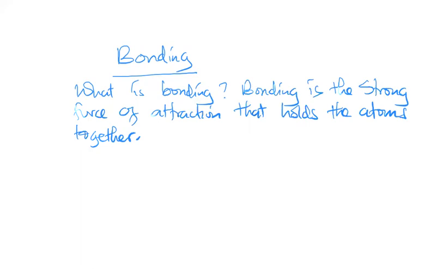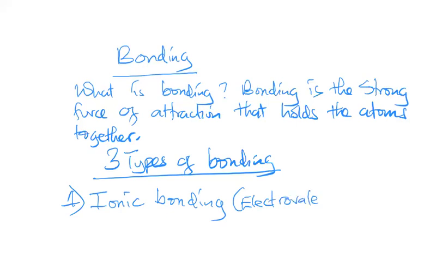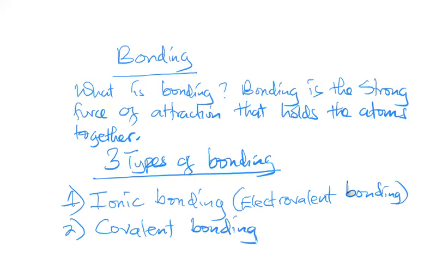Then there are 3 types of bonding. Number 1, there's what we call ionic bonding. The other name for ionic bonding is electrovalent bonding. Then number 2, there's covalent bonding. And then number 3, there's metallic bonding.